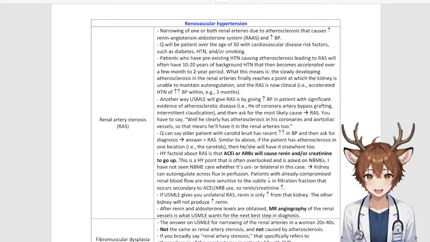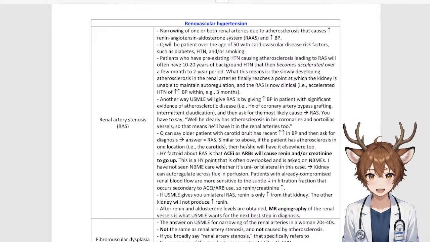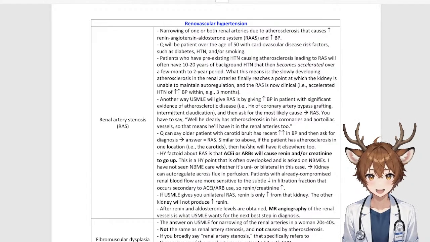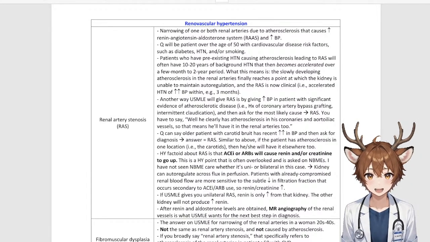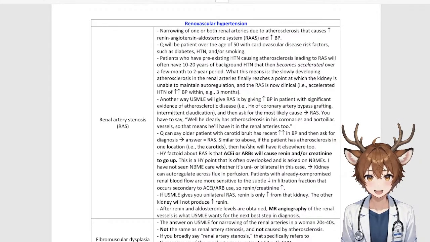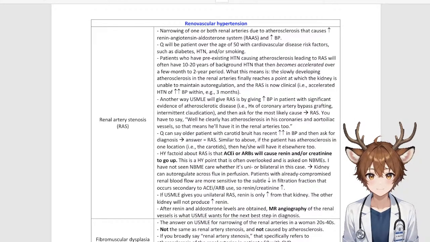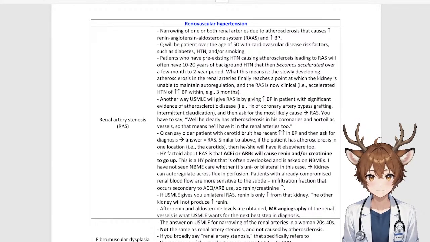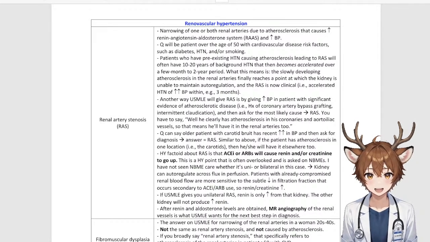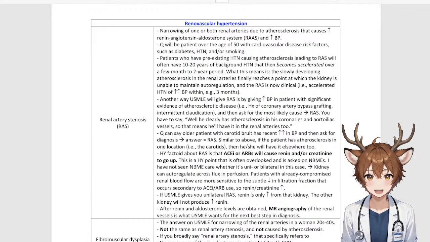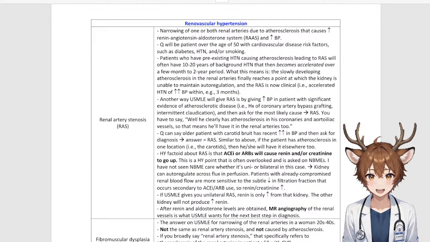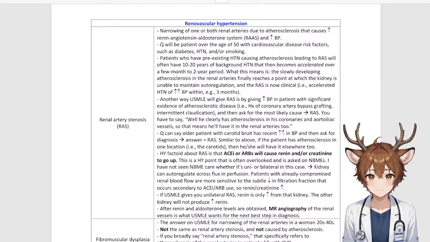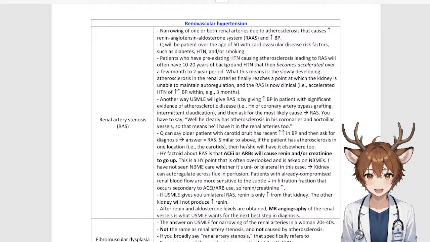High yield factoid about the RAS is that ACE inhibitors or the angiotensin receptor blockers will cause renin and/or creatinine to go up. This is a high yield point that is often overlooked and is asked on NBMEs. I have not seen NBME care whether it's unilateral or bilateral in this case. Kidney can autoregulate across flux and perfusion. Patients with already compromised renal blood flow are more sensitive to the subtle decrease in filtration fraction that occurs secondary to ACE inhibitor or ARB use, so renin/creatinine is elevated.